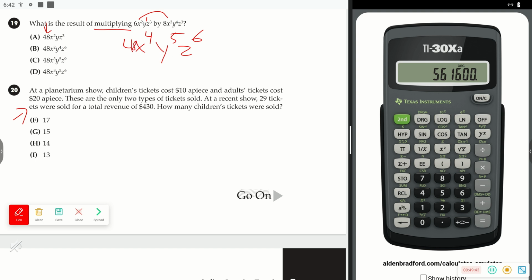It doesn't actually show any of these as the correct answer. But this one shows 48x to the 3, y to the 5, z to the 4th. This should be a 4th. That's a typo. They didn't give you the possible answer, but the answer would be D. Well, it wouldn't be D. That's the actual answer. I don't know why they were wrong, but they were.